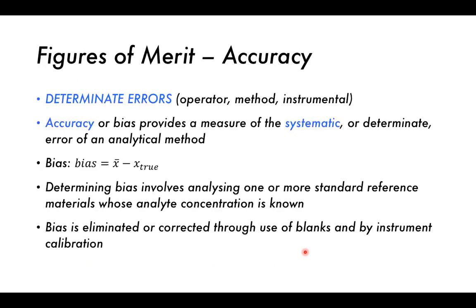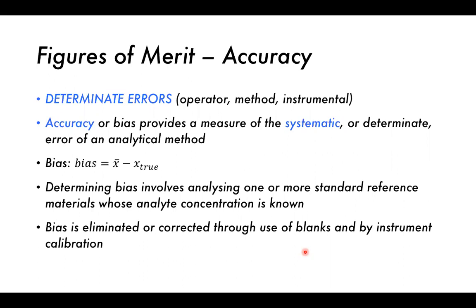So, figures of merit: accuracy. This is the ability to get close to the true mean. Determinate errors are usually our biggest problem in calculating these. Determinate errors are also systematic errors, and these can come from various different locations. Common ones are the operator, the method, or the instrument.